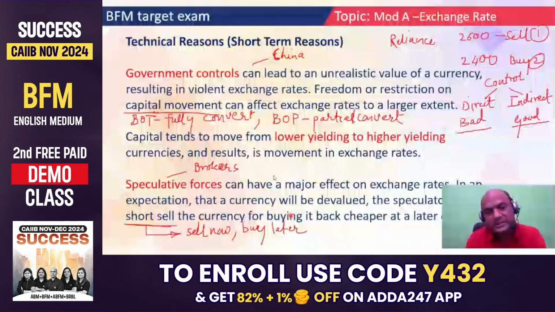You sell now. Let's see the example I have given. Let's say Reliance is at 2600 today, and I am expecting Reliance to go down to 2400 in 2 days. So what will I do? I'm not having this share right now, but then also I'll sell 100 shares of Reliance. And after 2 days, when it goes to 2400, I'll buy these 100 shares again and square it off. This is called squaring. So net what have I done? I've earned 200 rupees, 200 into 100, so 20,000 I have earned. This is known as short selling. So speculative forces means whenever anyone speculates something about the rates, that will have an effect.